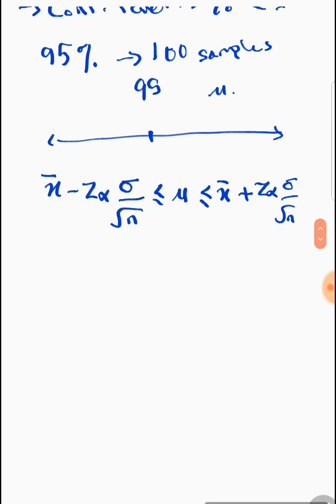Okay. And this being the mu, and then this is actually indicating, as you can guess it, right? This is the LCL, the lower confidence limit, and this is the UCL.